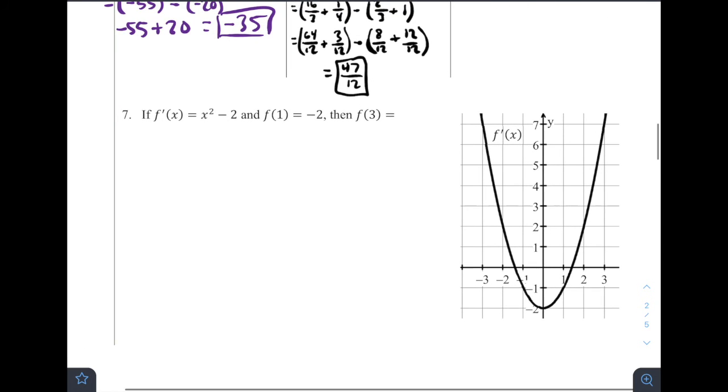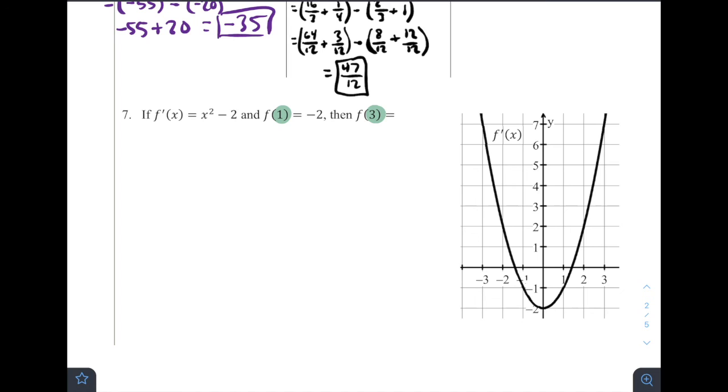What about problem number 7? Well, in this case, they're giving us f prime. If f prime of x is equal to x squared minus 2 and f of 1 is equal to negative 2, then what's f of 3? So in this case, an interesting thing here that we can think about. Notice the x values that we're talking about, f of 1 and f of 3.